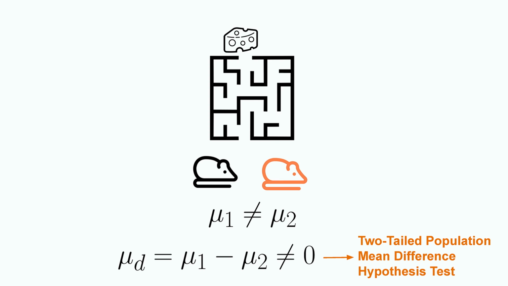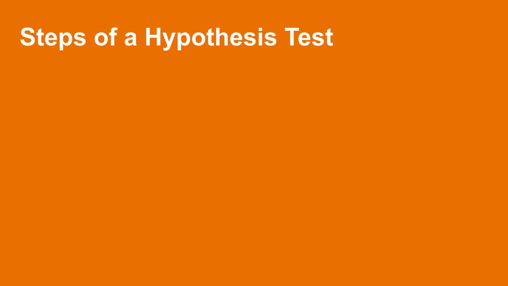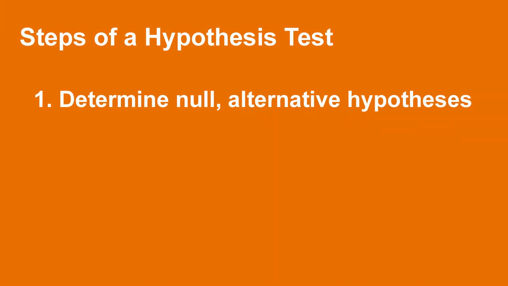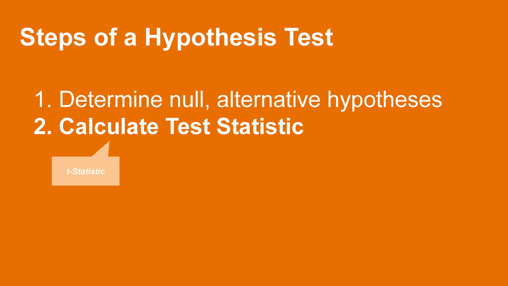Let's see how we can fit this problem into the general structure of a hypothesis test. A hypothesis test in general consists of 5 stages. In the first stage, we construct the null and alternative hypotheses. We then have to calculate a test statistic. This test statistic is a way to take the data at hand and compare it to some underlying possible statistical distribution, which can tell us whether the observation is likely or unlikely. For this problem, we will be calculating a t-statistic.